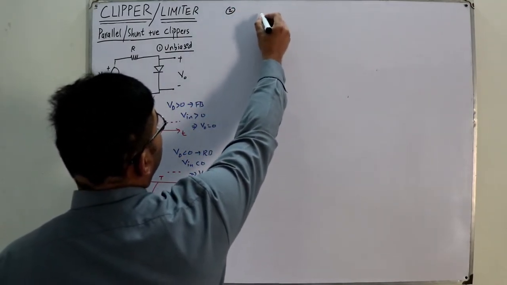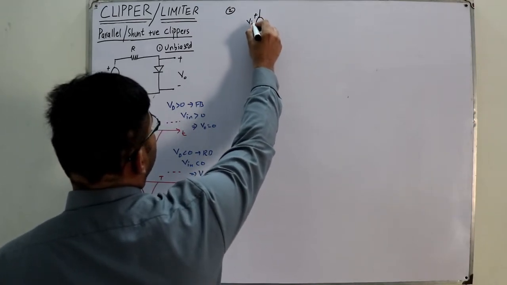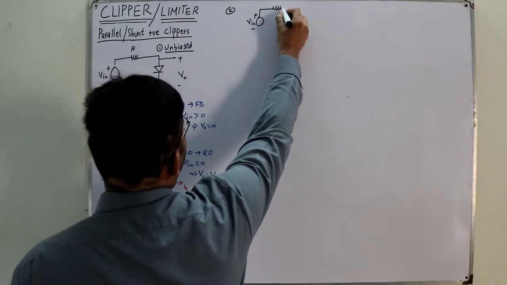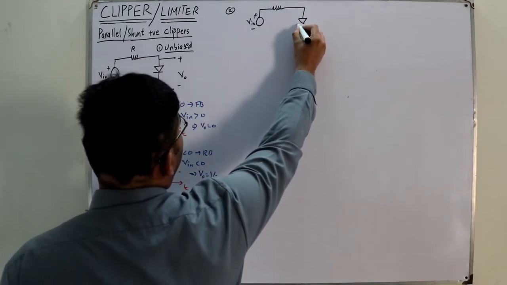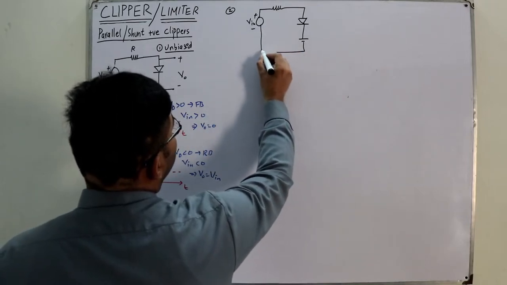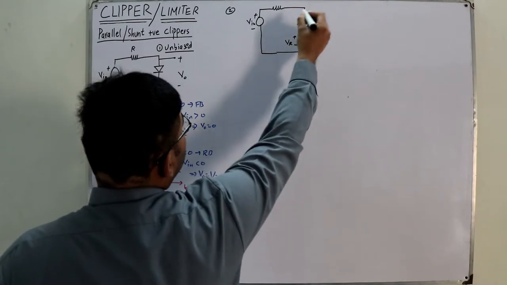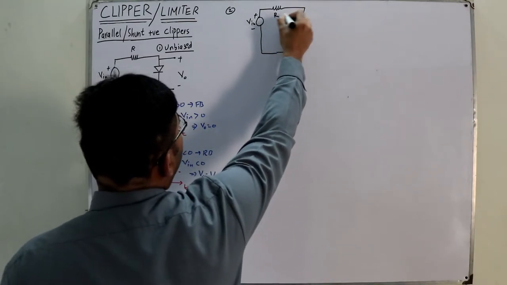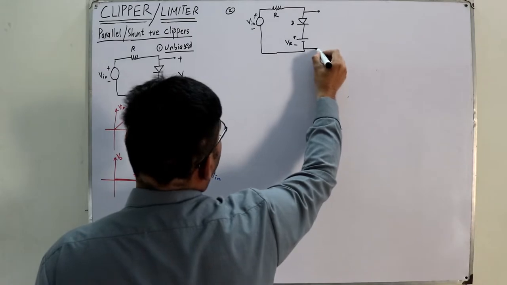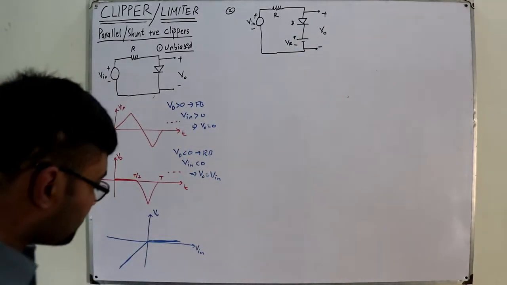The second case. So let's say we have this circuit. Plus minus input, resistor, diode, reference voltage source, additional DC source. This plus minus VR, VD, simple V, whatever you want to name it. And the output is taken across these terminals, plus minus V output.